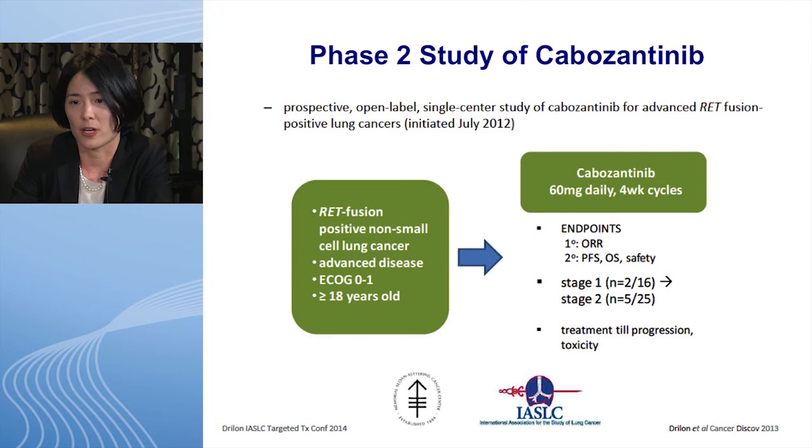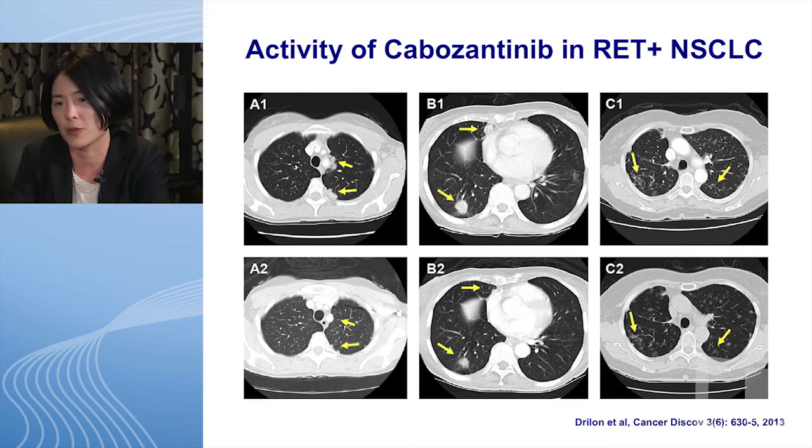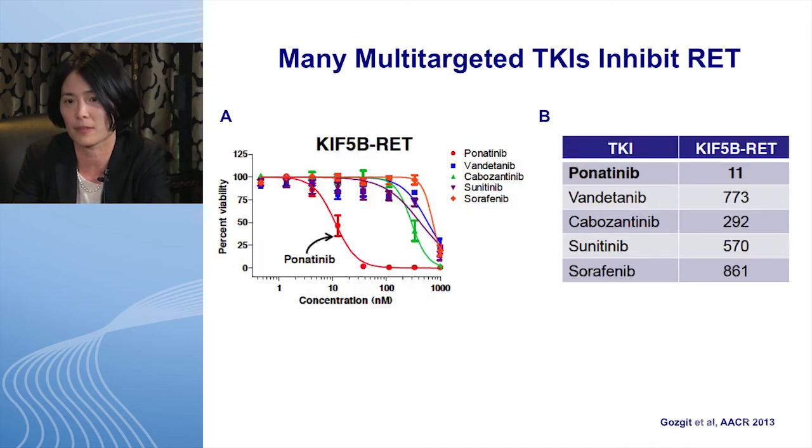The study is still ongoing, but Dr. Drilon reported preliminary results from this study last year in Cancer Discovery, showing that cabozantinib appears to be active in patients with RET rearranged lung cancer. So here are the 3 patients that he reported on, and at least in 2 of these cases there were responses as shown here, and in the 3rd case there was prolonged stable disease.